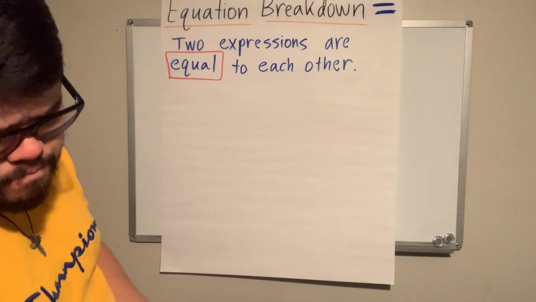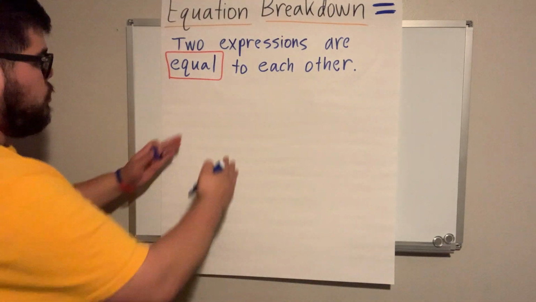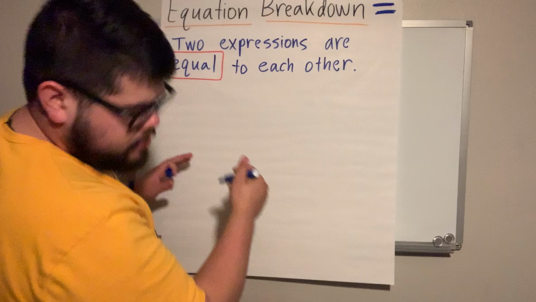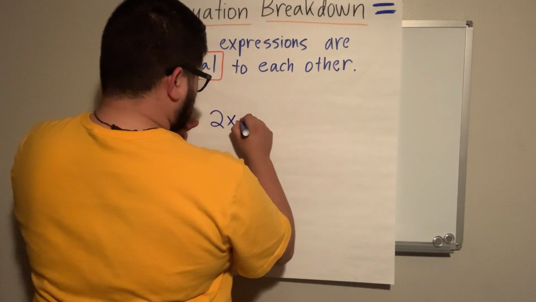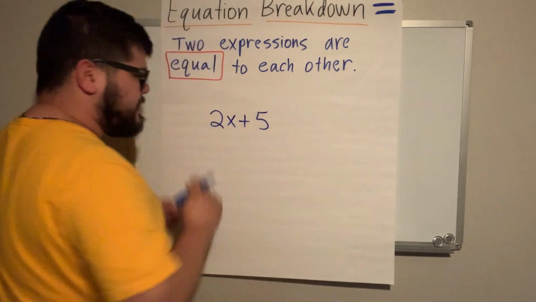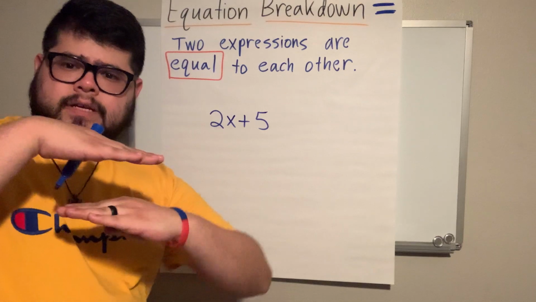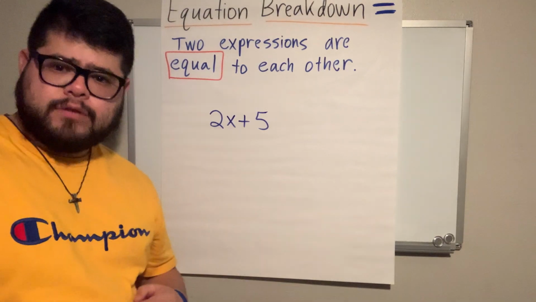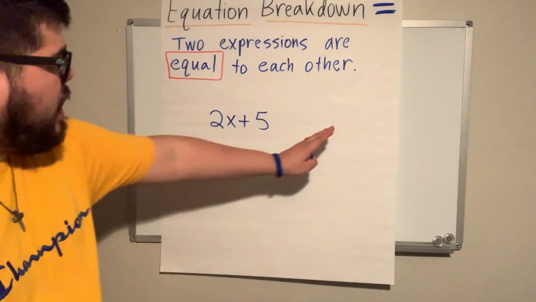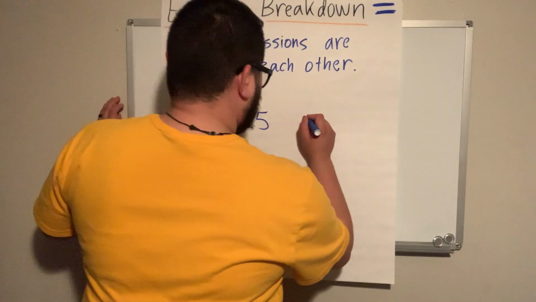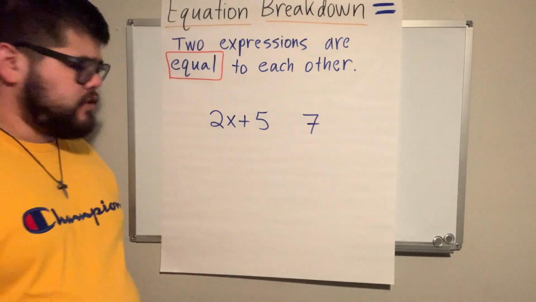So the left expression is going to be 2x plus 5. That's an expression. Why is that an expression? Because it doesn't have an equal sign. And that's an algebraic expression. And the right expression, we're going to call it a numerical expression.